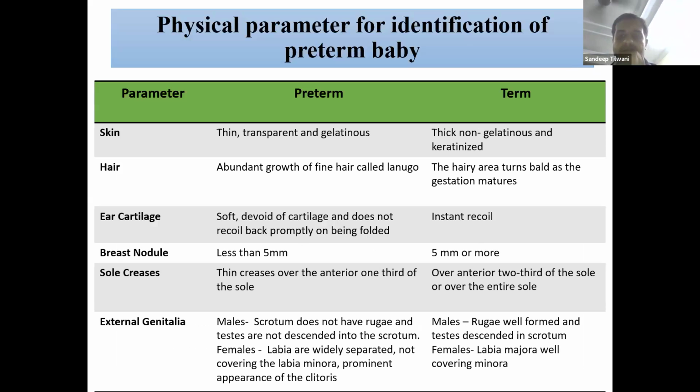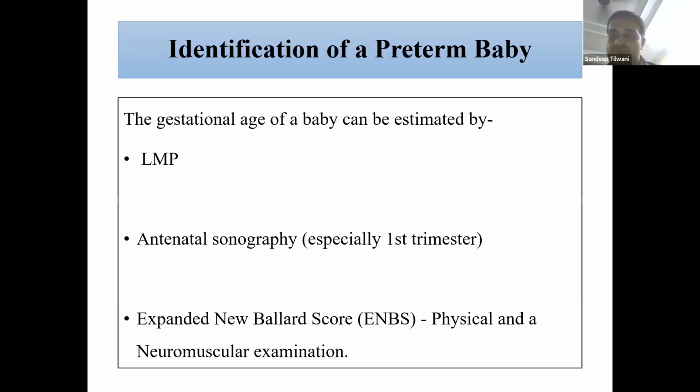Now this expanded New Ballard score has two sets of criteria. One is certain physical parameters which we have to look for in the baby, and second are certain neuromuscular criteria which we have to look for in the baby. Based on these physical and neuromuscular criteria, there is a chart. I think most of you would know it. So when we examine the baby for physical and neuromuscular criteria, we score the baby. Finally we add up and find a total score. That total score corresponds to a particular gestational age, and based on that we come to know the gestational age of the baby.